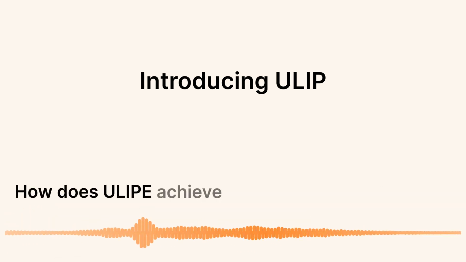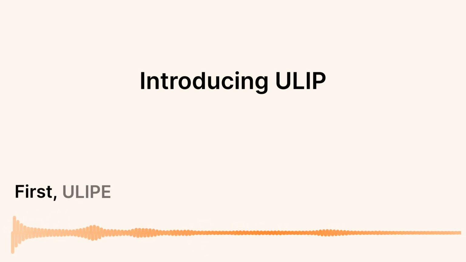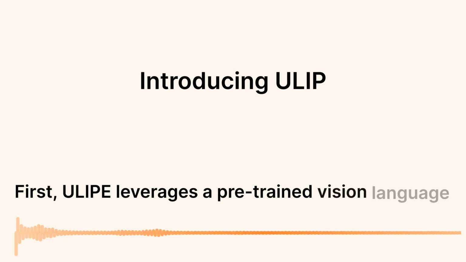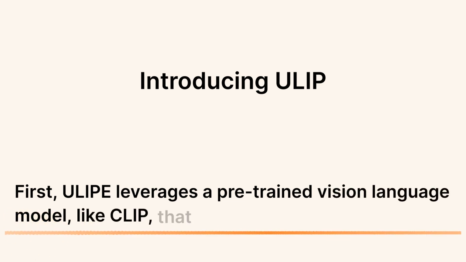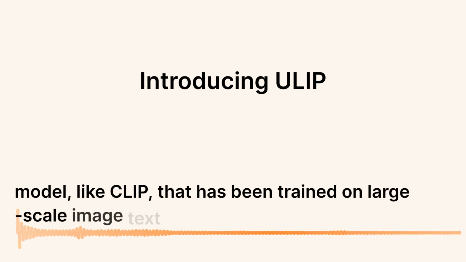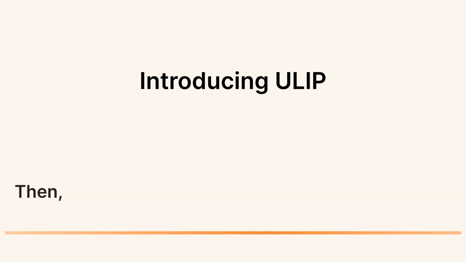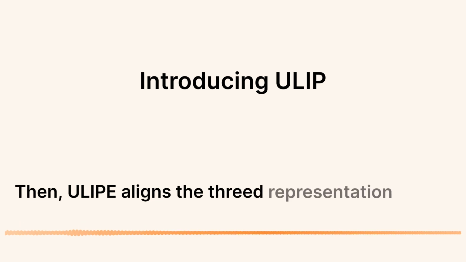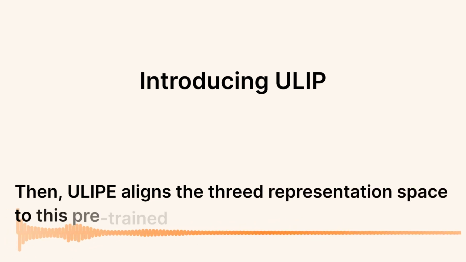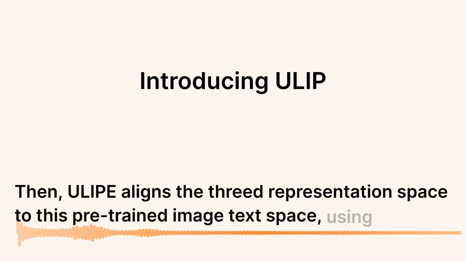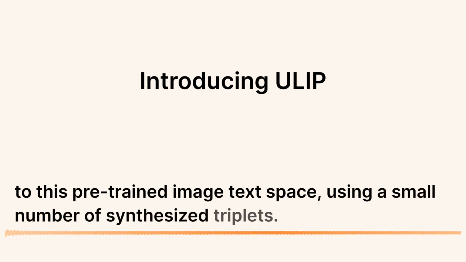How does ULIP achieve this? First, ULIP leverages a pre-trained vision language model, like CLIP, that has been trained on large-scale image-text pairs. Then, ULIP aligns the 3D representation space to this pre-trained image-text space using a small number of synthesized triplets.